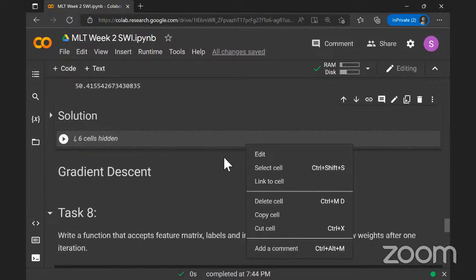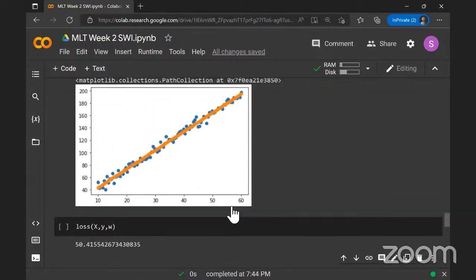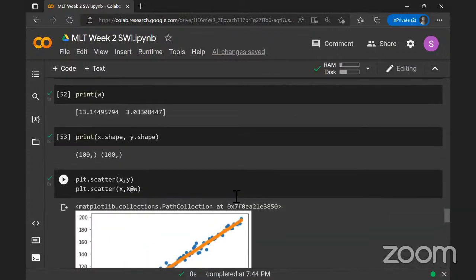Next one. So any questions so far? Whatever we have done, basically we are trying to follow the steps which are required in getting a solution to a regression problem, a linear regression problem. Any questions so far?